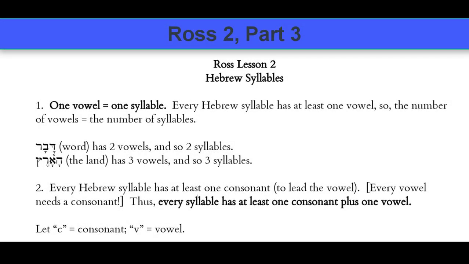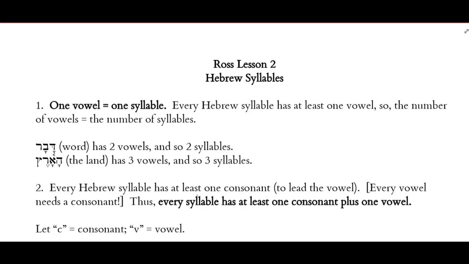In this final segment on Ross Lesson 2 on Hebrew vowels, I want to go through two handouts, one on Hebrew syllables and how to think of Hebrew syllables, and another handout that has to do with what sort of vowels usually go in certain types of Hebrew syllables. Let's look at the first handout here. This is called Hebrew Syllables.